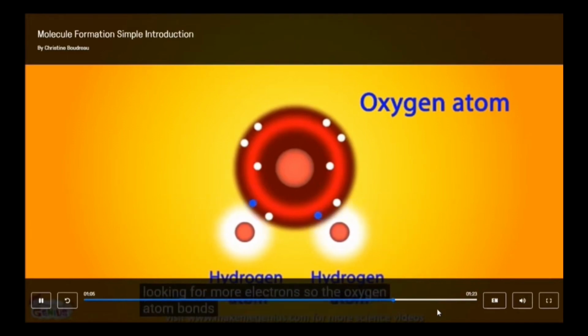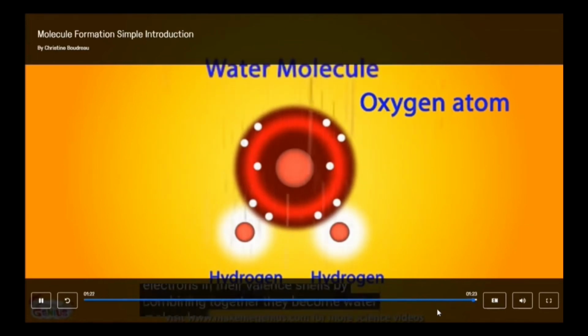The oxygen atom bonds with 2 hydrogen atoms to fill its valence shell by sharing 1 electron from each hydrogen atom. In this way, the hydrogen atom's requirement is also fulfilled, as they can also fill their shells to their capacity of 2 electrons in their valence shells. By combining together, they become water molecules.